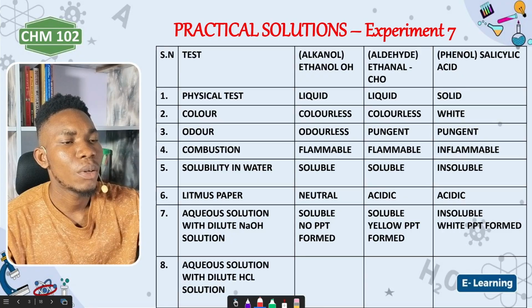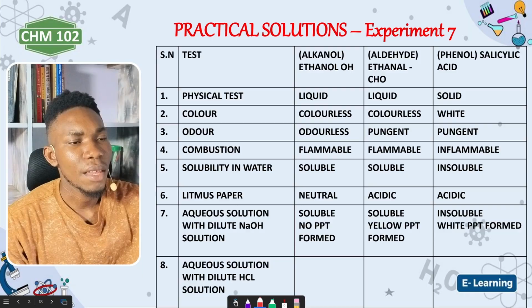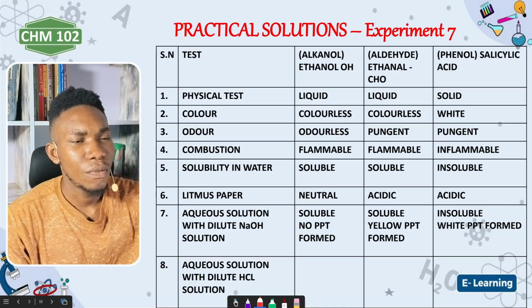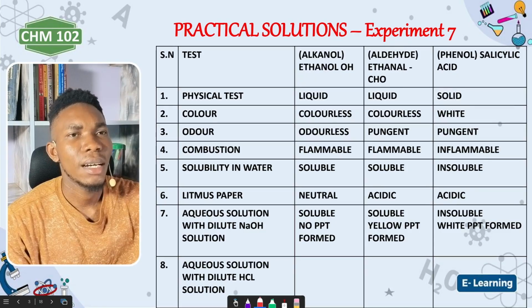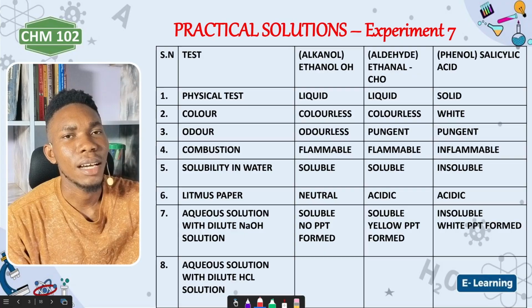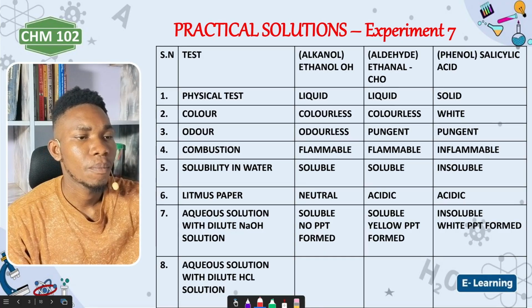The substance that was given to you: the alkanol is ethanol, a liquid. Aldehyde is ethanal, a liquid. Phenol, they gave you salicylic acid. I've taught you something on salicylic acid, where we got salicin, and then we have acetylsalicylic acid, aspirin, for treatment of pain as an analgesic. We said something like that. It is a what? A solid. Then for color, each of them is colorless, and then salicylic acid is white.